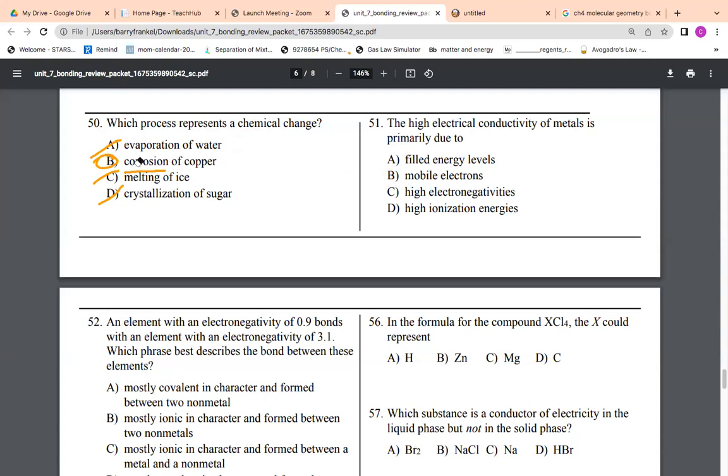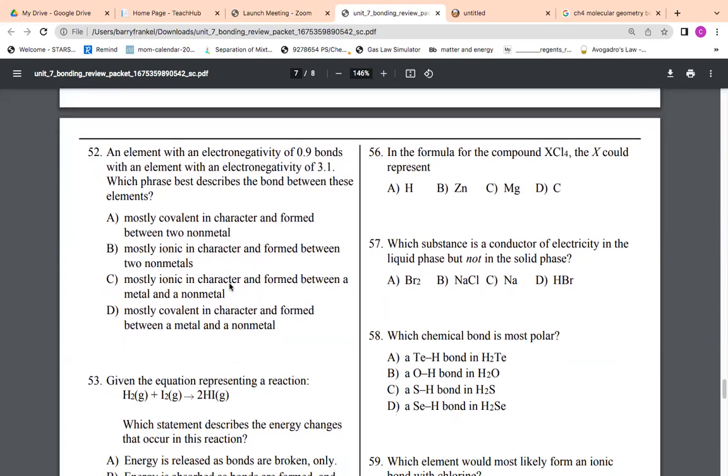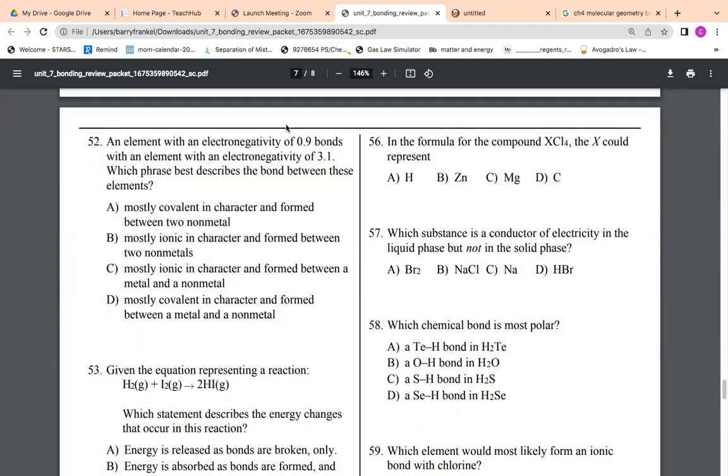All right. Number 52, almost done. An element with an electronegativity of 0.9 bonds with an element with an electronegativity of 3.1. Which phrase best describes the bond between these elements? So 0.9 and 3.1, if you subtract them, the difference in their electronegativities is 2.2. This is way higher than 1.7, which means that this is ionic. Also, something with an electronegativity of 0.9 is probably a metal, and something with electronegativity 3.1 is probably a nonmetal. So that's also what would clue you in to this being ionic. So we would want to go with mostly ionic in character.